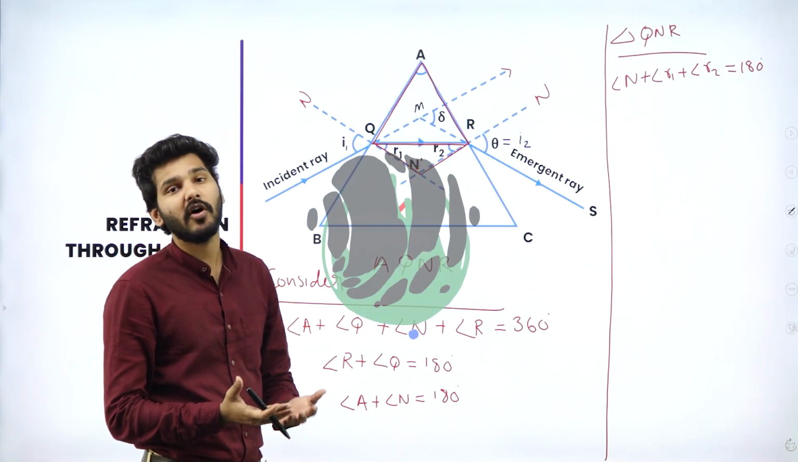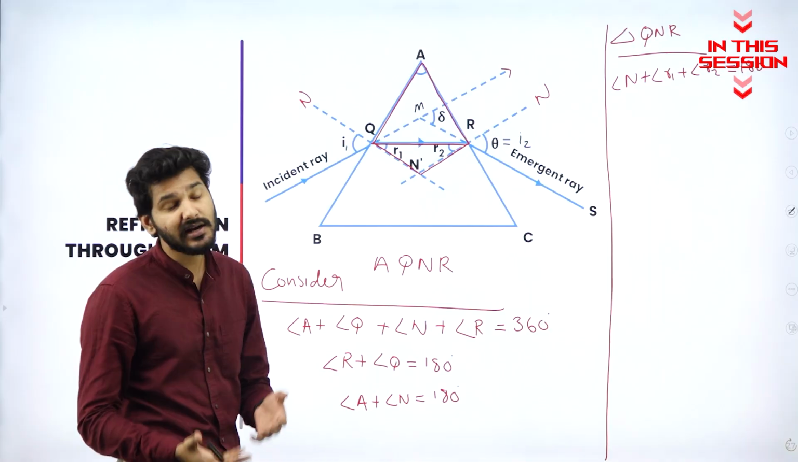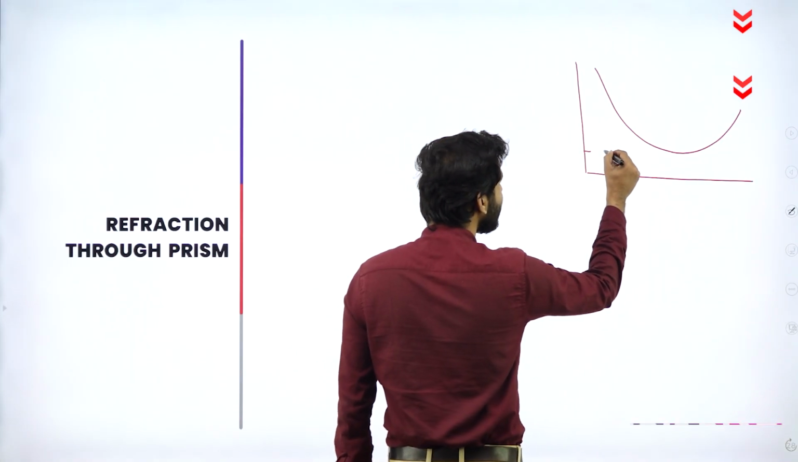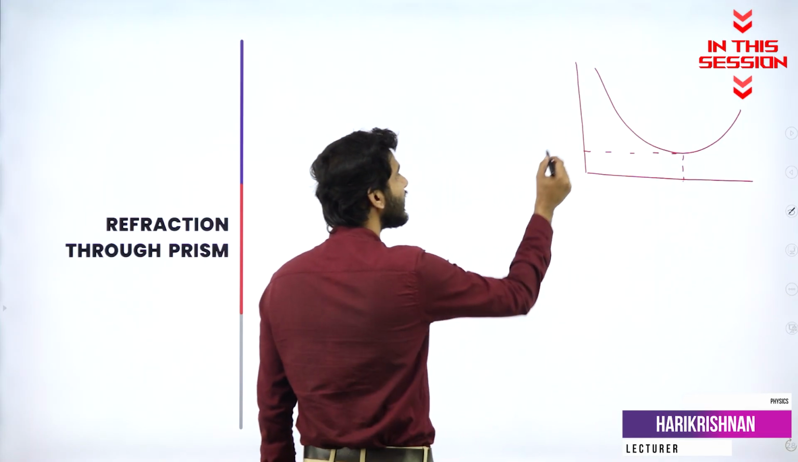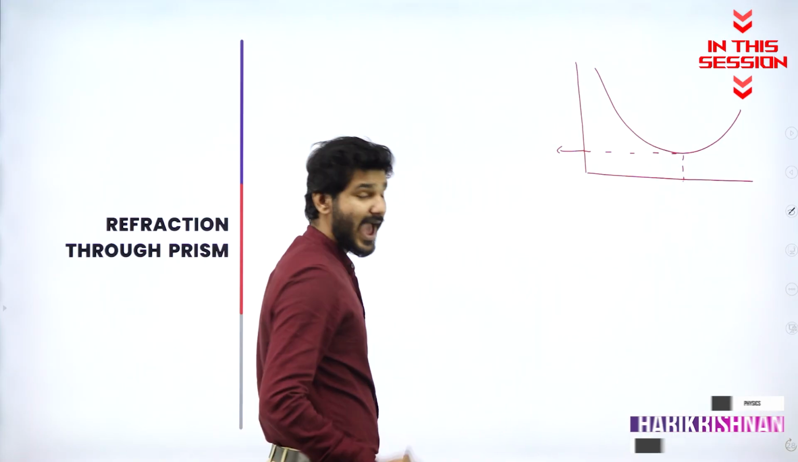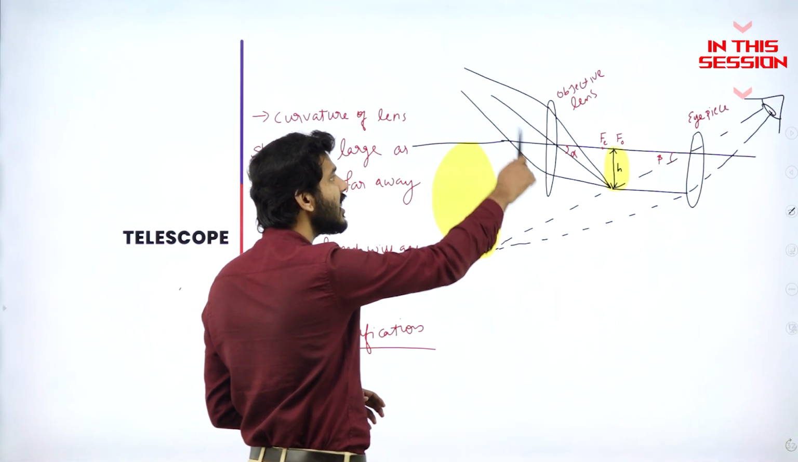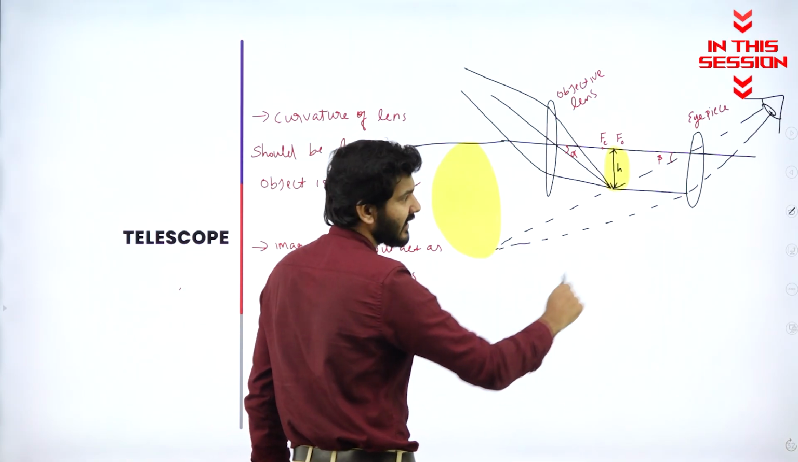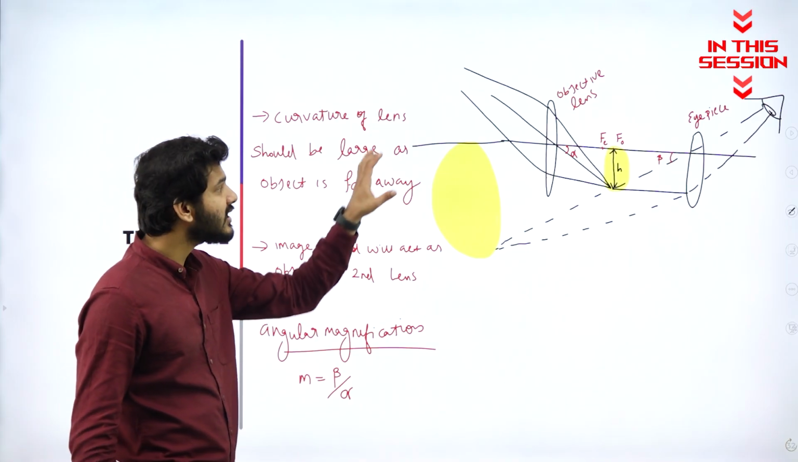The sum of internal angles of a triangle will be equal to 180 degrees, where the deviation is actually minimum. This particular point is known as the angle of minimum deviation. The light rays from the objective lens will form an image like this, and this h is nothing but the height of the image formed for the objective lens.